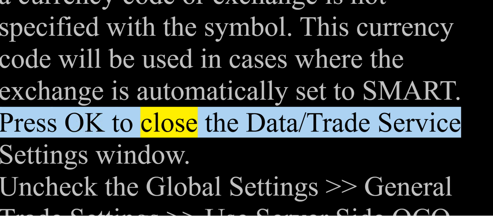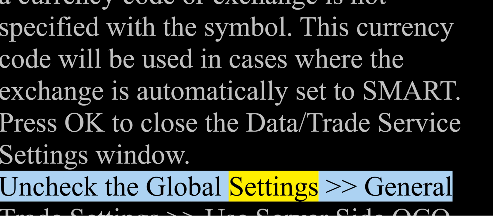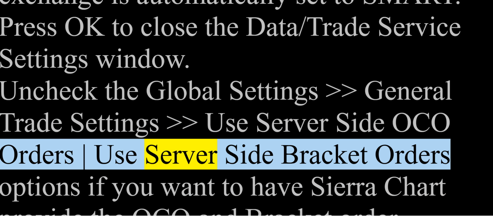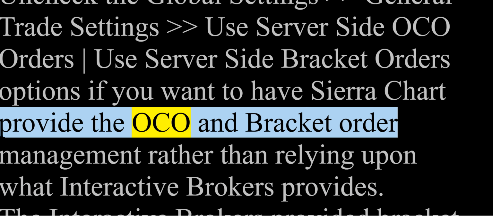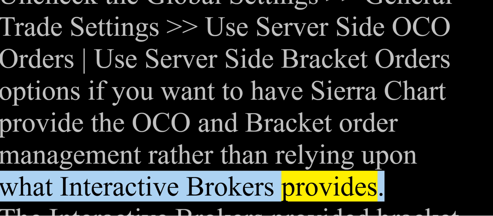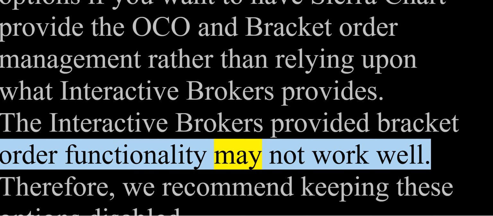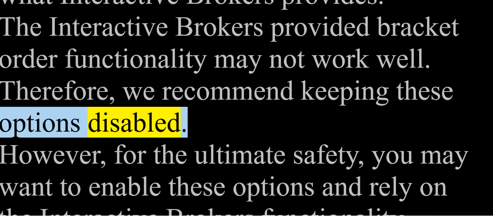Press OK to close the Data/Trade Service Settings window. Uncheck the Global Settings, General Trade Settings, Use Server-Side OCO Orders and Use Server-Side Bracket Orders options if you want to have Sierra Chart provide the OCO and bracket order management rather than relying upon what Interactive Brokers provides. The Interactive Brokers provided bracket order functionality may not work well. Therefore, we recommend keeping these options disabled.